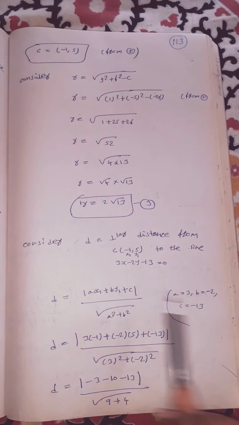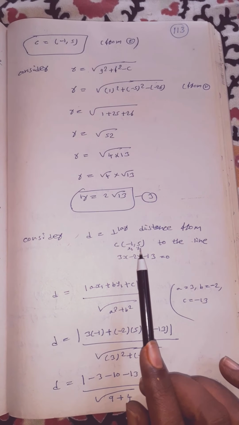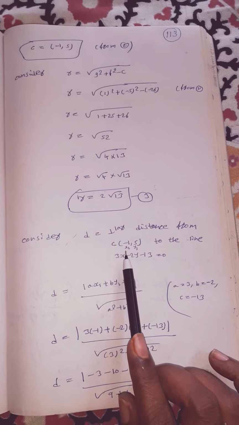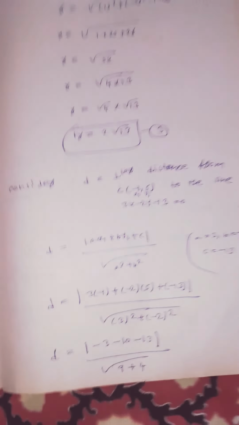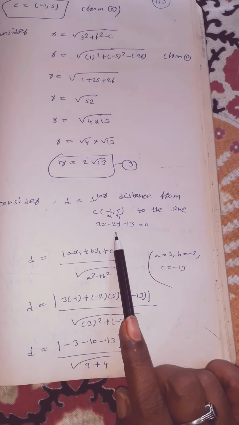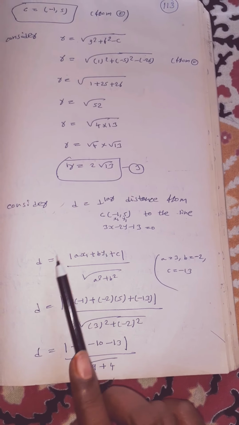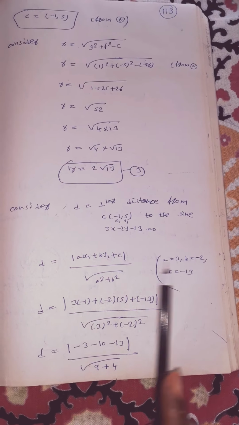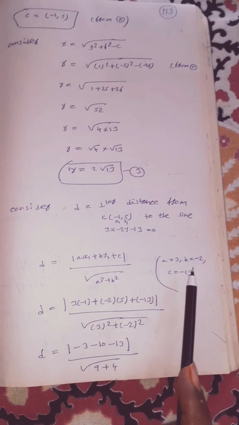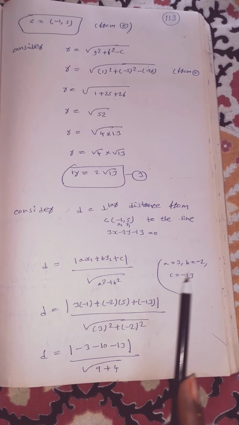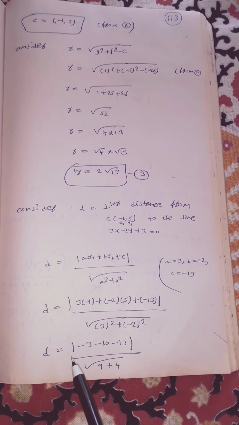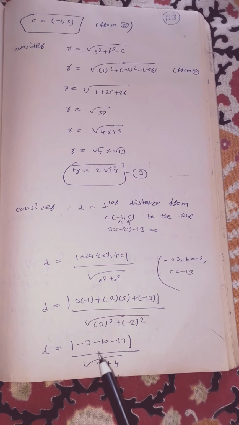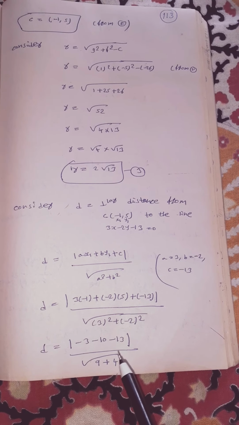Next consider r is equal to the perpendicular distance from the center. What is the center, children? Minus 1 comma 5, to the line. What is the line we got, children? 3x minus 2y minus 13 equal to 0. So here a value 3, b value minus 2, c value minus 13. This is the formula we know, children. So 3 into minus 1 plus minus 2 into 5 plus minus 13, by root of 3 square plus minus 2 square. 3 into minus 1 is minus 3. Minus 2 into 5 is minus 10. Plus into minus is minus 13.